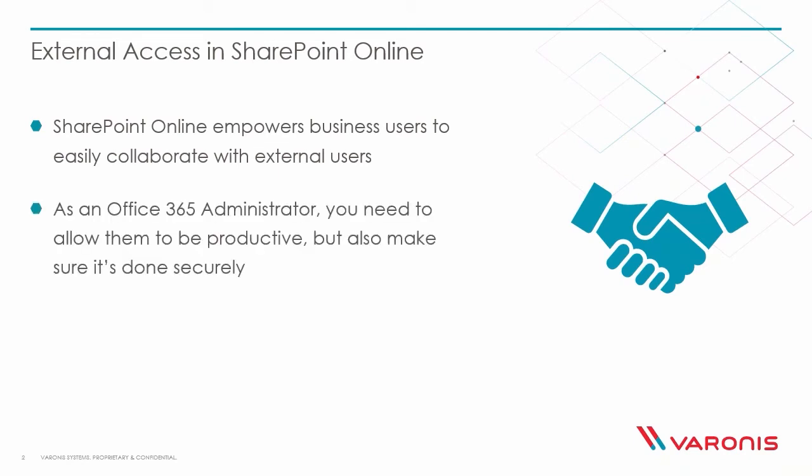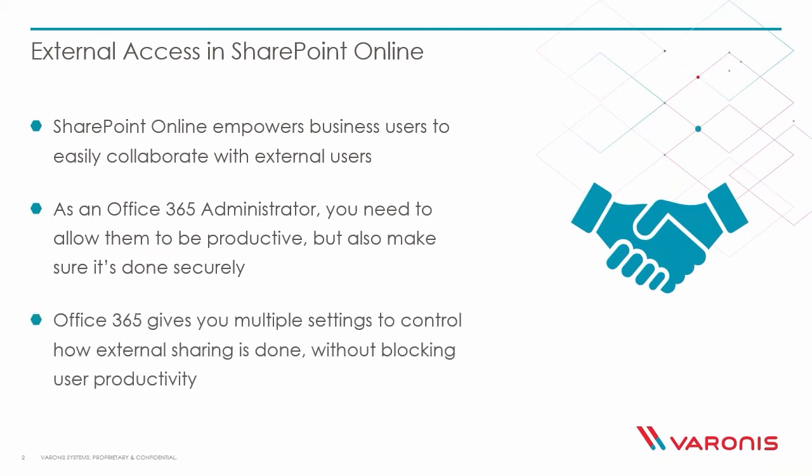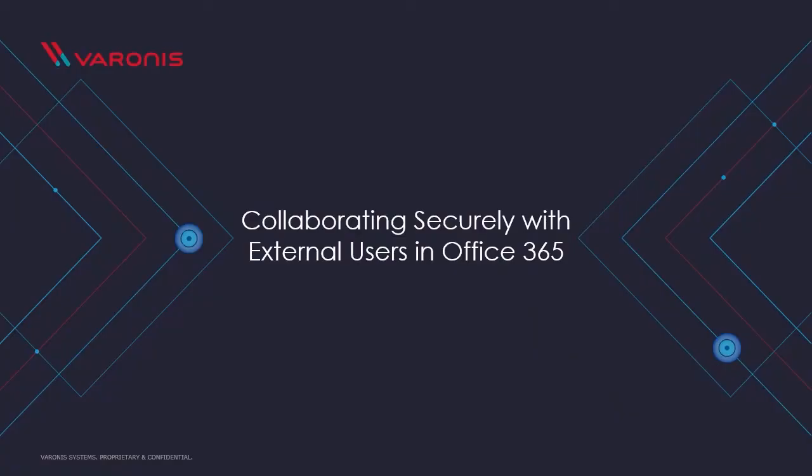As an Office 365 administrator, you need to allow them to be productive, but also make sure that it's done securely. Office 365 gives you multiple settings to control how external sharing is done, so you can control who users can share with, make sure that you know when they're sharing, but not actually blocking them and stopping them from being productive. So let's take a look at some of the features on how we can allow users to securely collaborate with external users in Office 365.